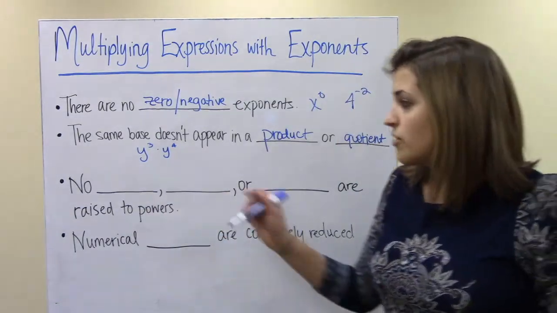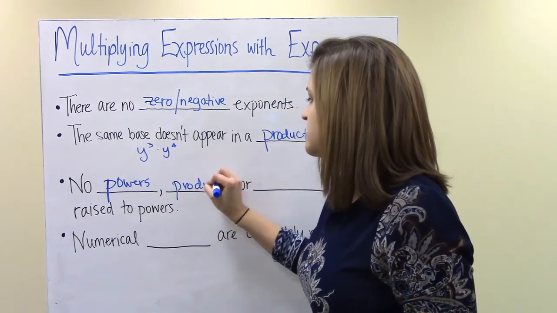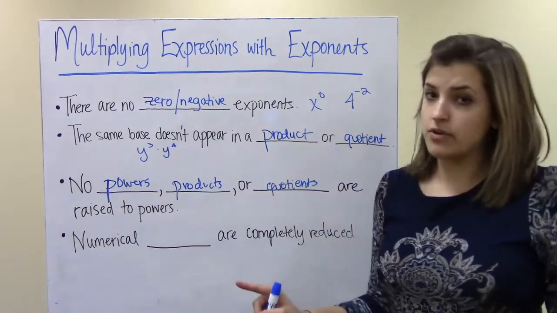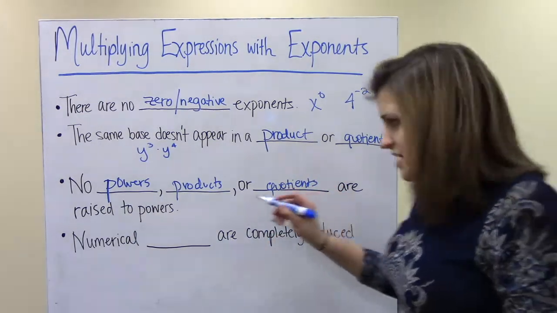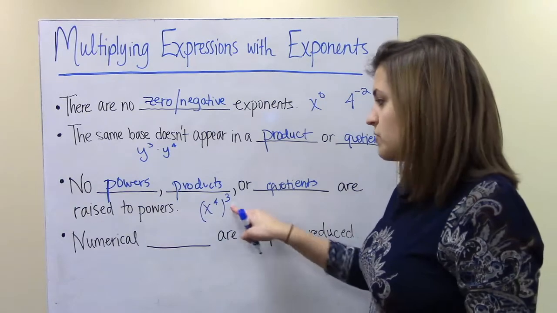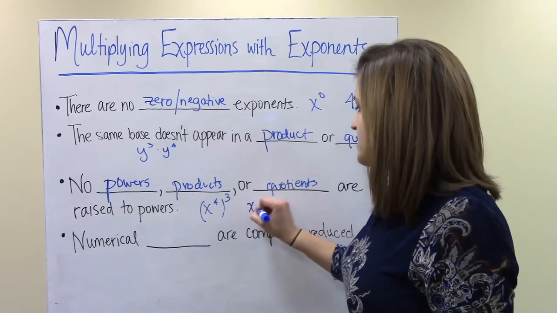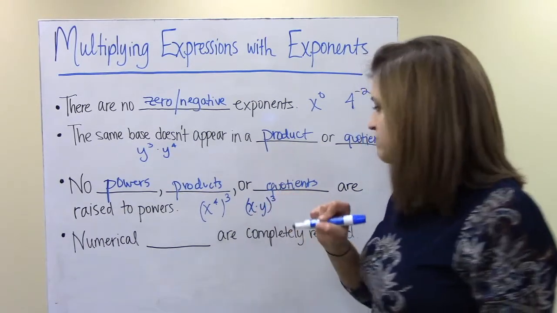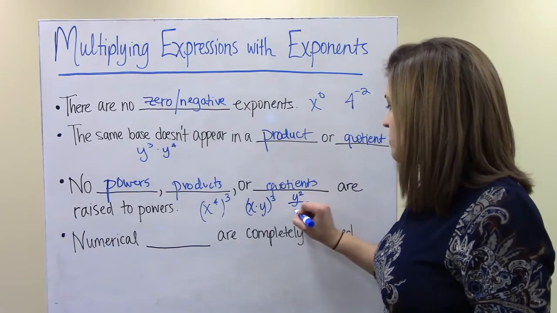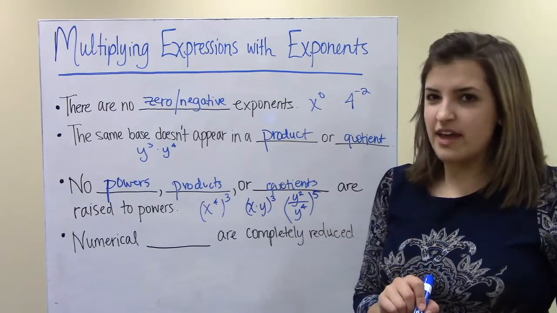Our third one is that no powers, products, or quotients are raised to powers. So what that looks like is you don't want to have like x to the 4th raised again to the 3rd. We want to only have one exponent at the most, and we don't want to have something like x times y all to the 3rd. Or we don't want to have like y to the 2 over y to the 4 all to the power of 5. We don't want anything like that.